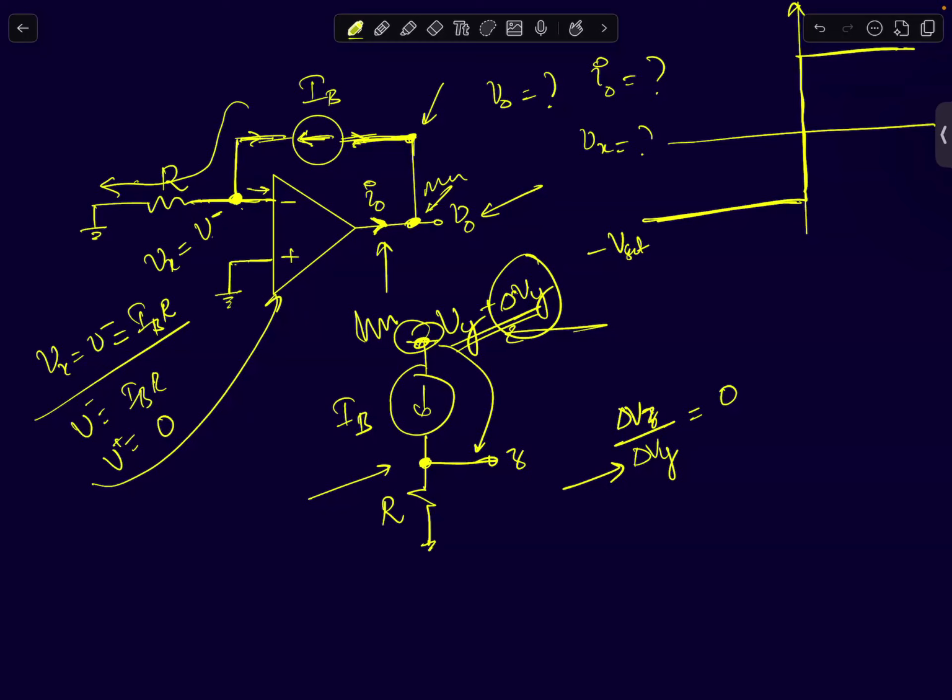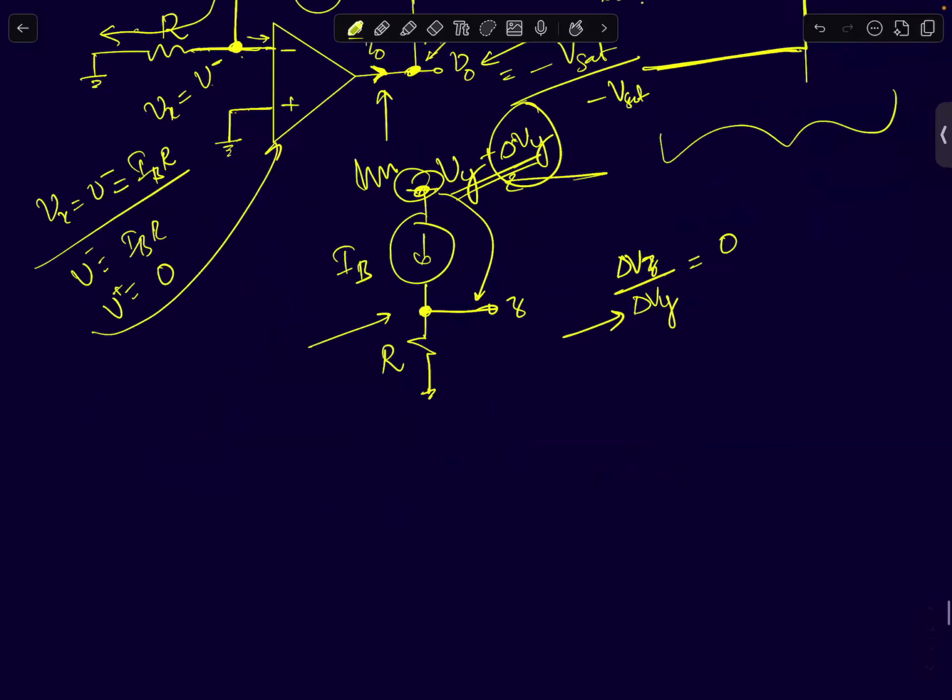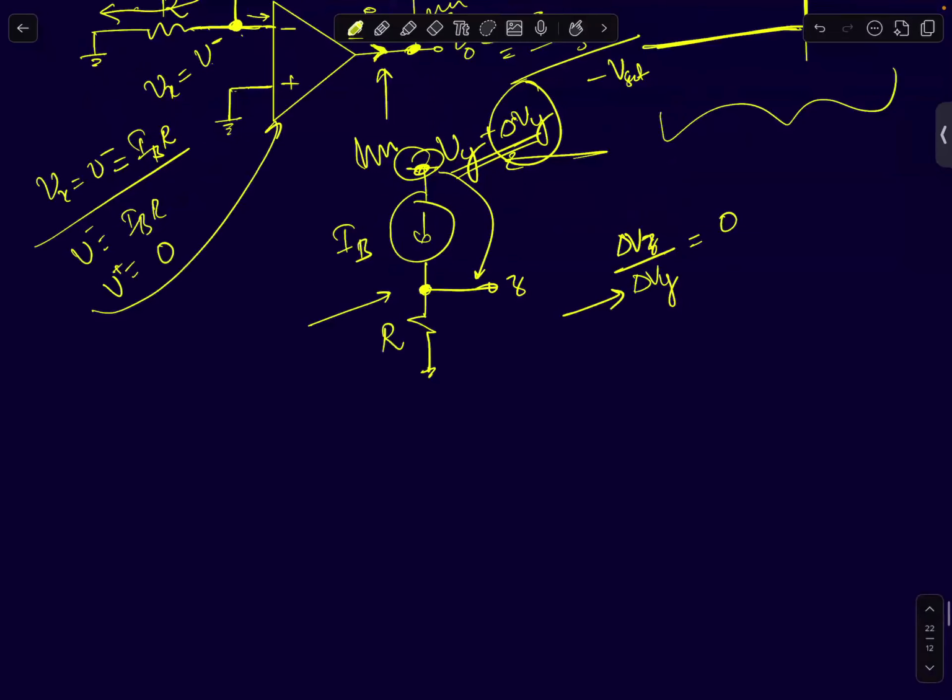Your V minus is greater than V plus. So what should be V naught? Use the saturating nonlinearity characteristics: minus VSAT. So the circuit will just come to minus VSAT. It's an open loop, and it will go to minus VSAT and stay there. So that's the problem with the circuit.